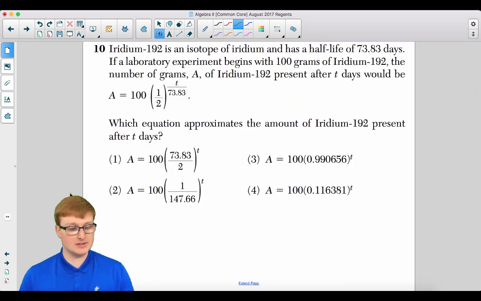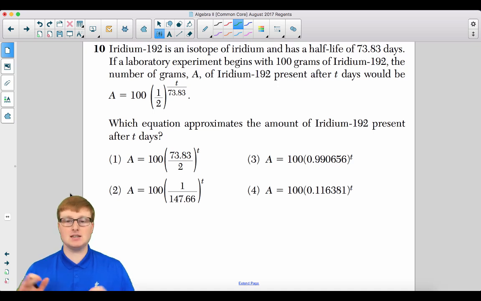Iridium. Oh boy, it's been a long time since I've taken chemistry. Iridium-192 is an isotope of iridium and has a half-life of 73.83 days. If a laboratory experiment begins with 100 grams of iridium-192, the number of grams A of iridium-192 present after T days would be that: A equals 100 times 1/2 raised to the T divided by 73.83. Which equation approximates the amount of iridium-192 present after T days?